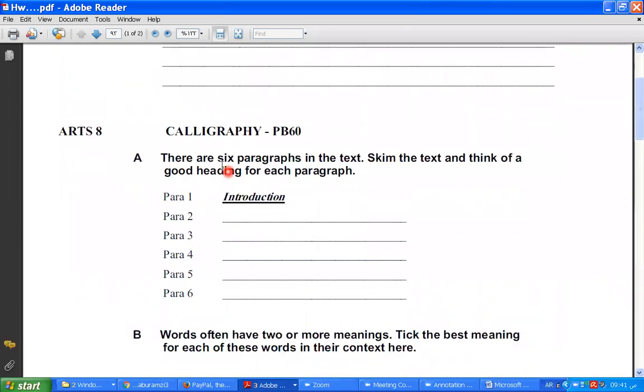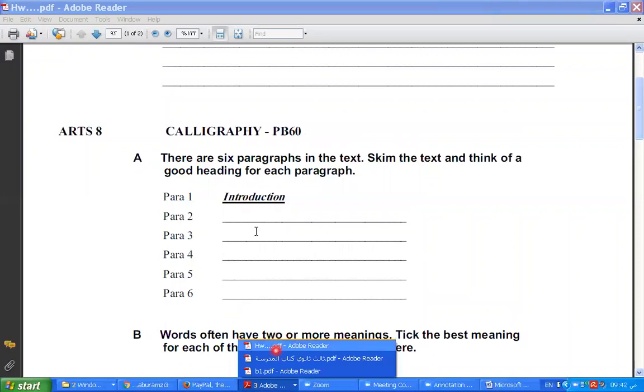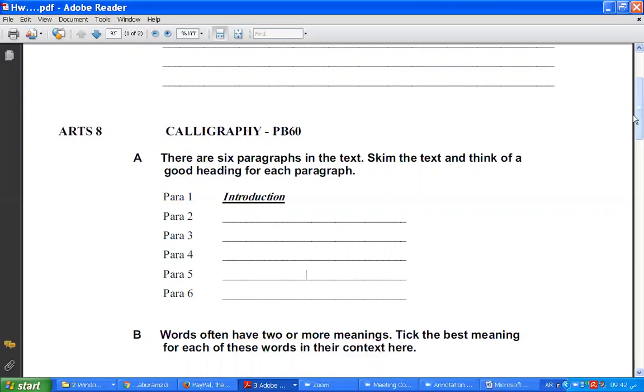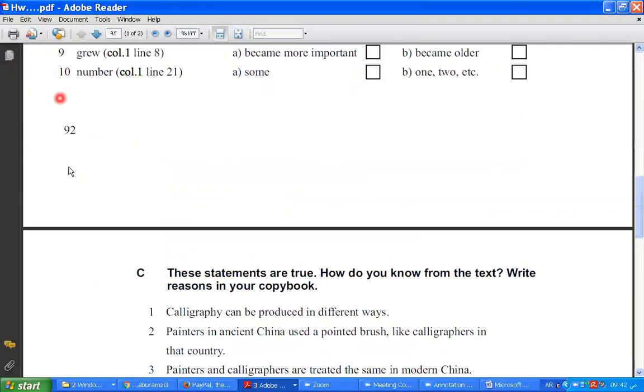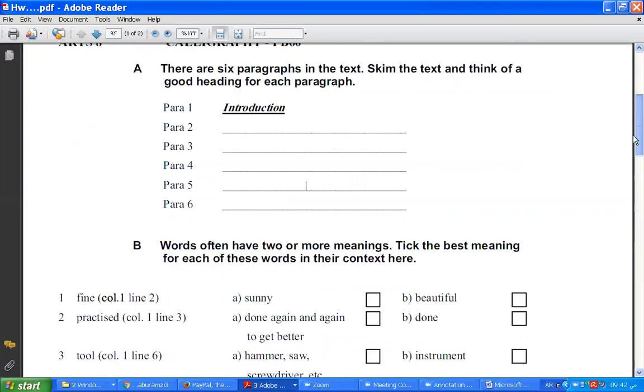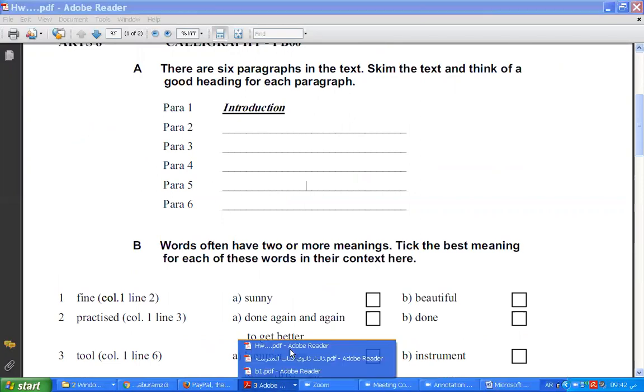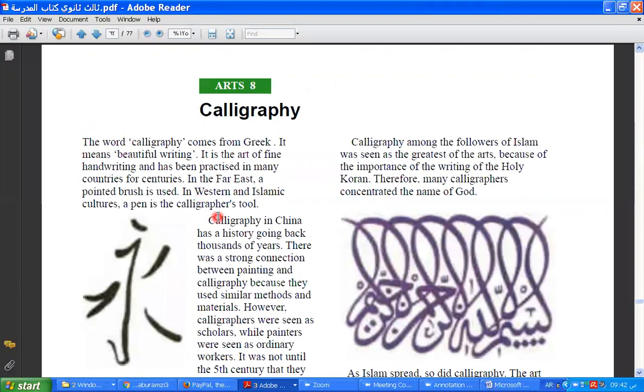Now here we have six paragraphs in the text. We need to make a title, a title for every paragraph. Number one, they say it's a kind of introduction about calligraphy. So we will go through every paragraph and see what title we can find. This is in the workbook, page 92. But you can write it in your course book and later add it. So Abdullah, we need to start with the first paragraph. You can start reading and then we discuss it. Okay, should I read? Yeah.